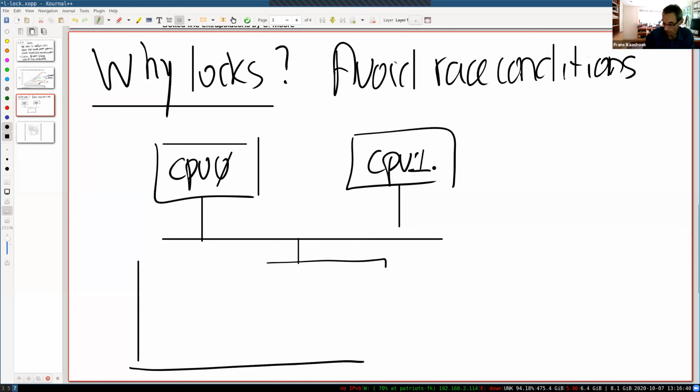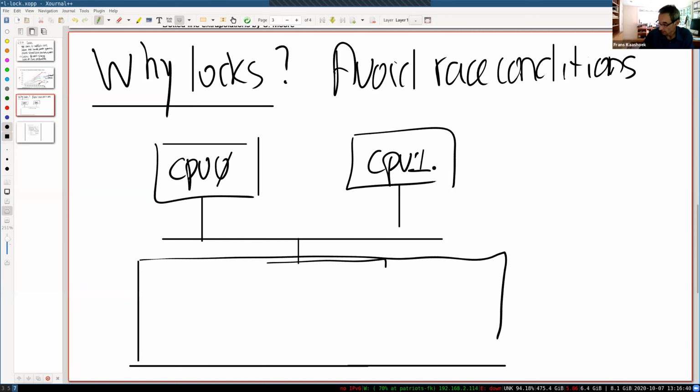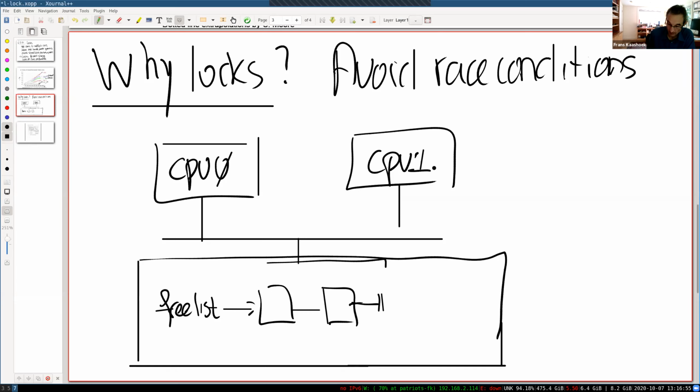I'm going to make that memory a little bit bigger because I want to have some place to draw. Our free list lives in memory, and let's say there's a free list with 2 pages on it. Both CPUs call K3 roughly at the same time.